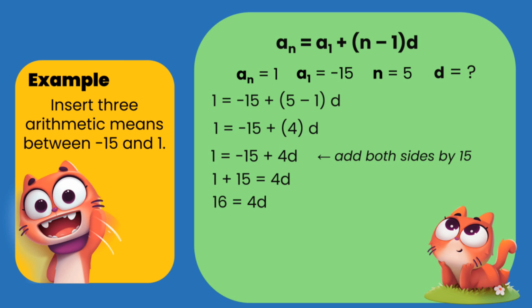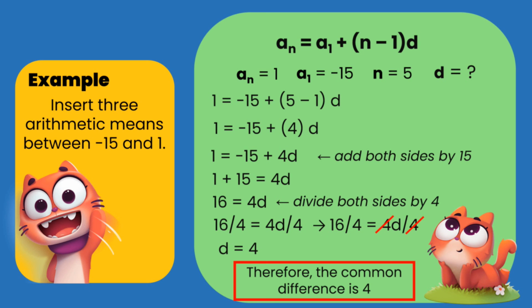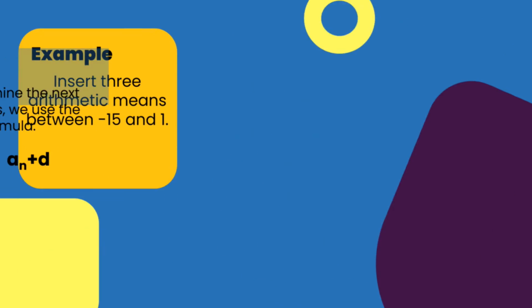And this time, we need to divide both sides by 4. And 16 over 4 is equal to 4d over 4. The 4 will be cancelled out. Therefore, we have d is equal to 4. Therefore, the common difference here is 4. Let us proceed now to our next step.